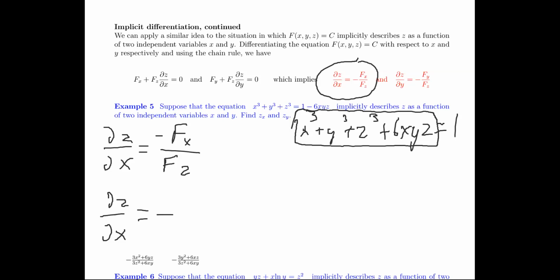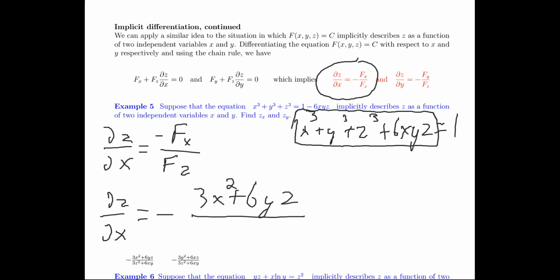We get 3x squared. The partial derivative of y cubed with respect to x is 0. The partial derivative of z cubed with respect to x is 0. The partial derivative of 6xyz with respect to x is plus 6yz. All right, and we divide all of that by the partial with respect to z.